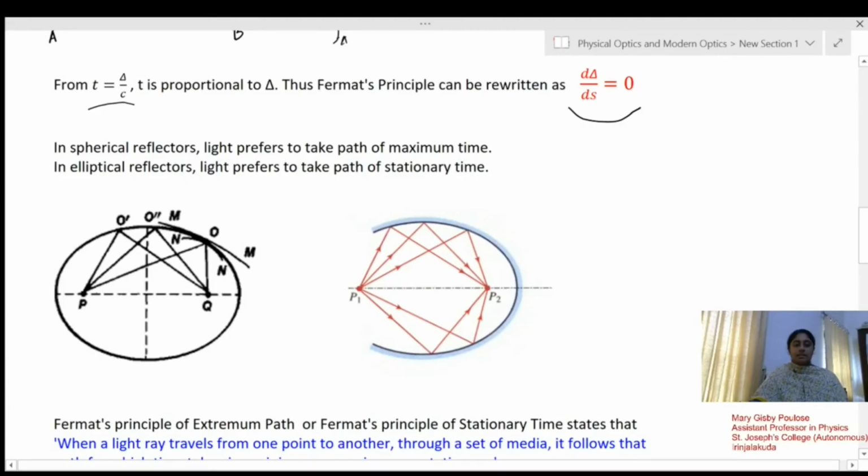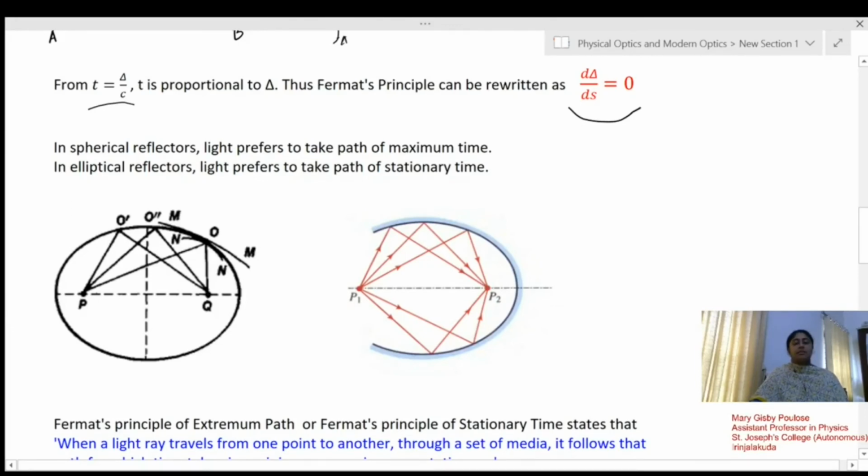Now in another case, if we use the figure on the left side, we have drawn the elliptical reflector, and upon it I have drawn two other curves. I have drawn a spherical mirror N N prime of greater curvature than the ellipsoid. Okay, and another spherical reflector M O M of lesser curvature than the ellipsoid.